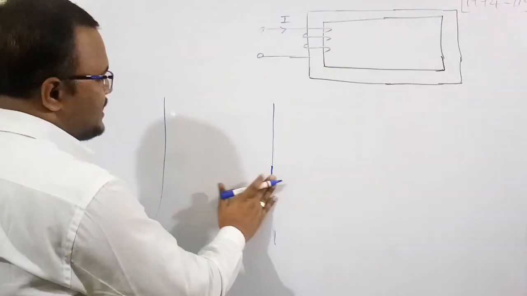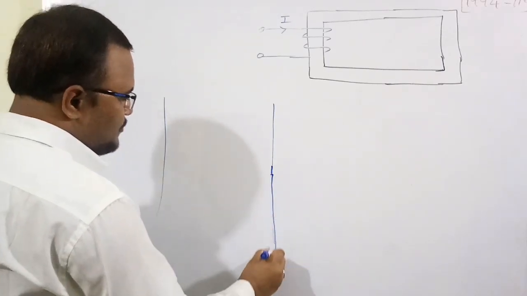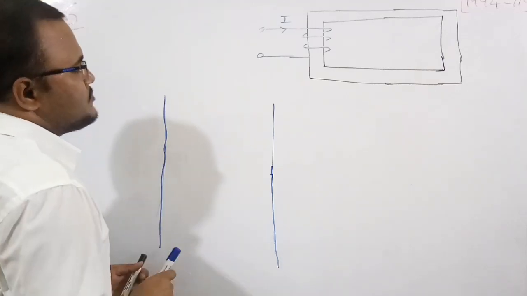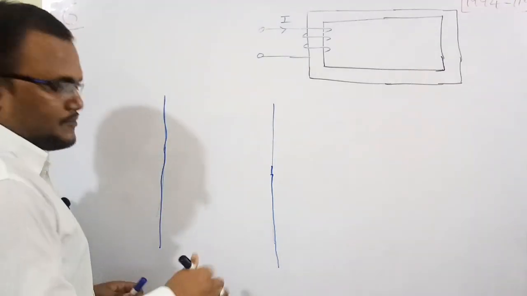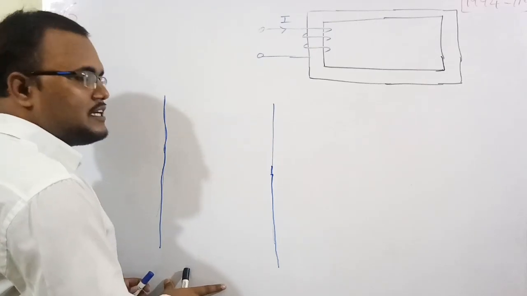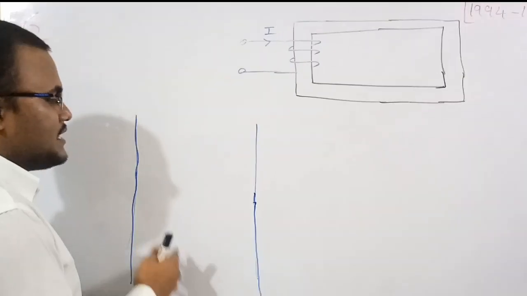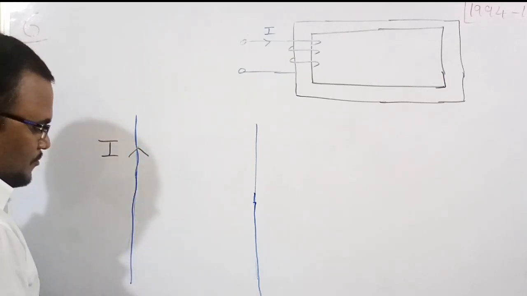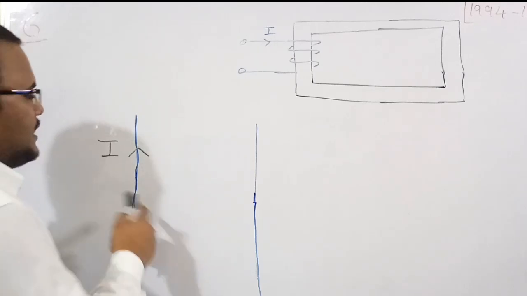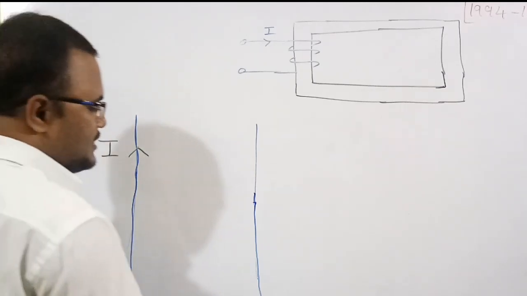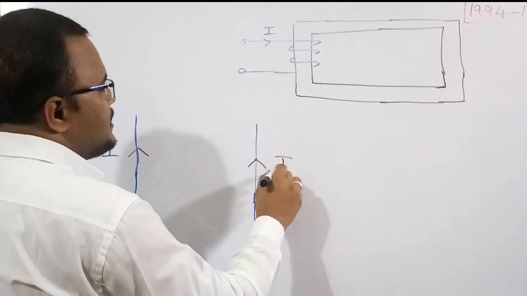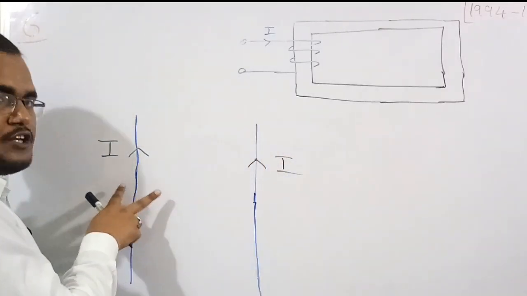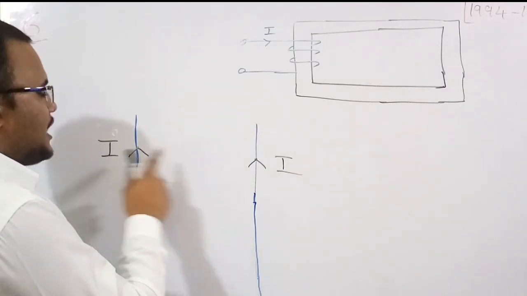Let me assume this is a wire A and this is a wire B. In the first case, I am going to send a current in the same direction in both the wires, the same amount of current. I am going to pass the current from downward to upward in wire A, and similarly the same amount of current through the other wire B from downward to upward. So these two wires have the same current and also the same direction.